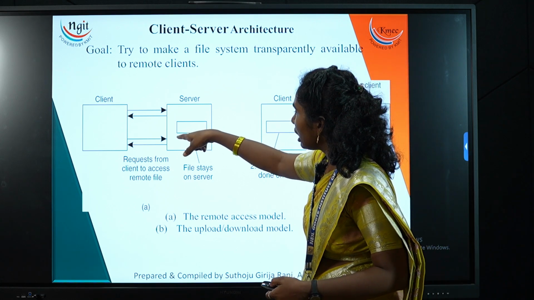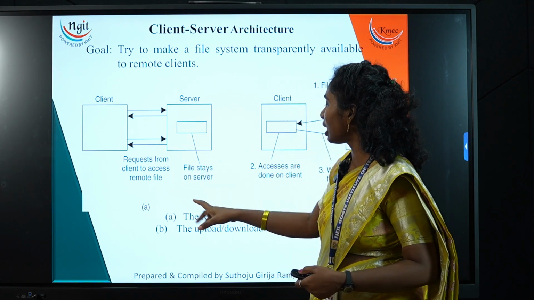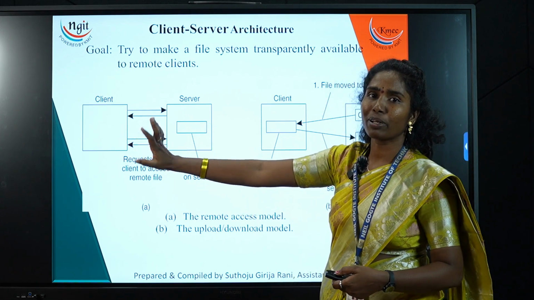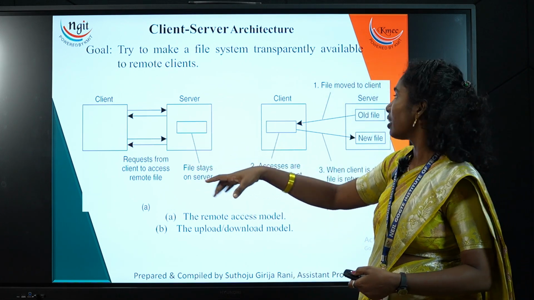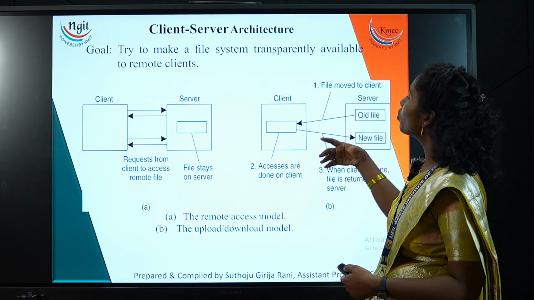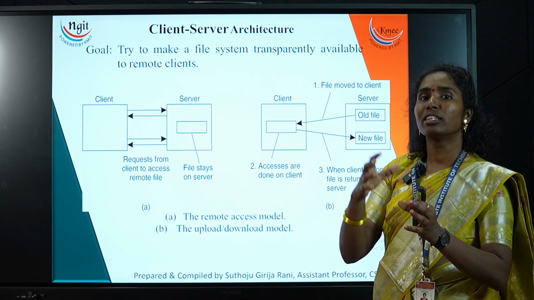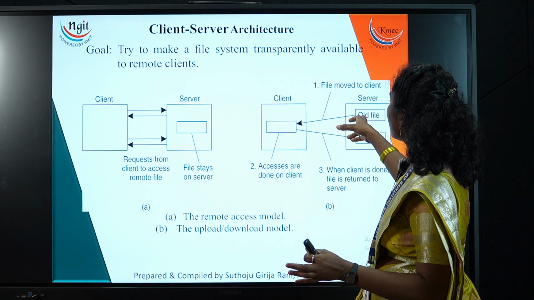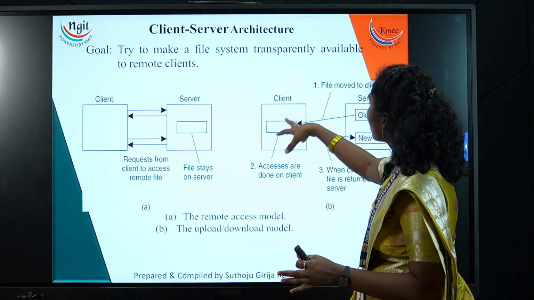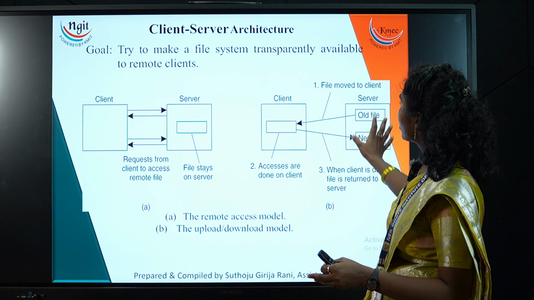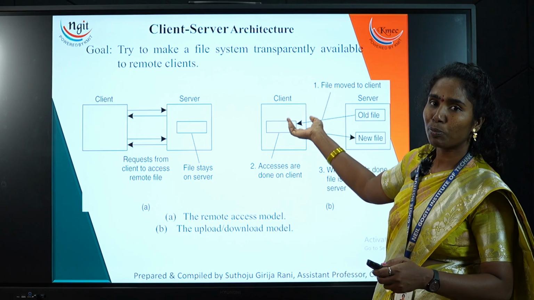If you can see this diagram, this is nothing but the remote access method: how we take the data remotely from the server to the client. And the second one is how data is downloaded or uploaded from client to server. See how the data is downloaded to the client and how a new file is uploaded to the server. So this process is nothing but the download and upload process, right?